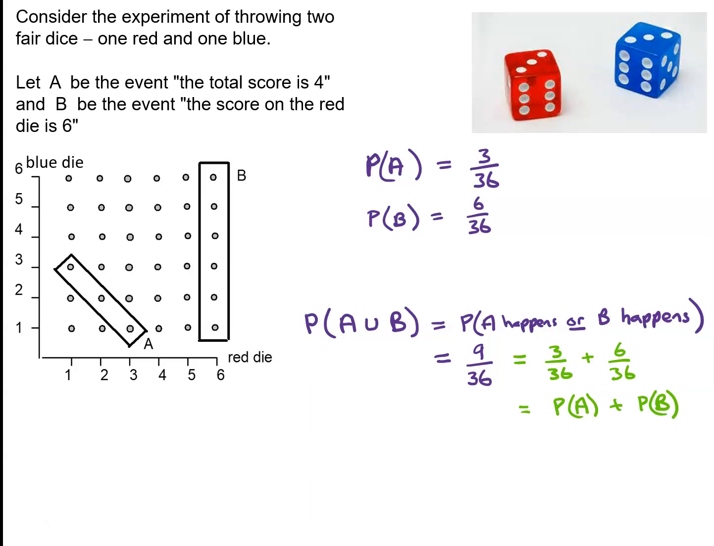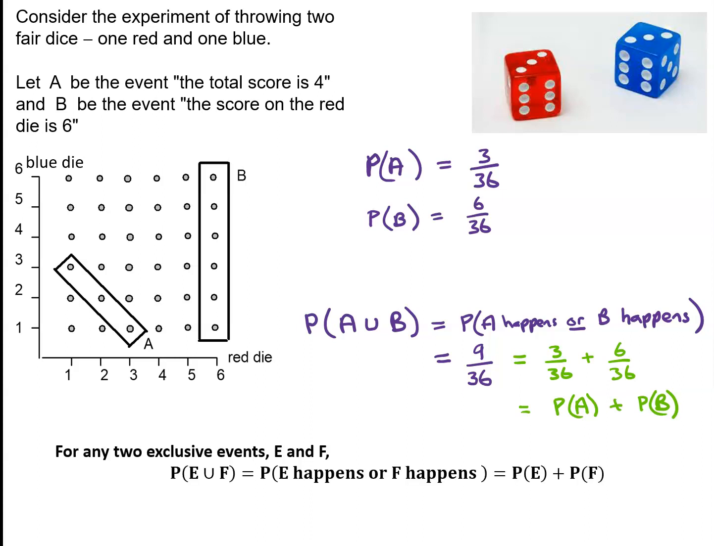Now, there is an important result that we will be using lots and lots of times, which says that if we have exclusive events E and F, then the probability of E union F, or the probability that E happens or F happens, is the same thing as the probability of E plus the probability of F.